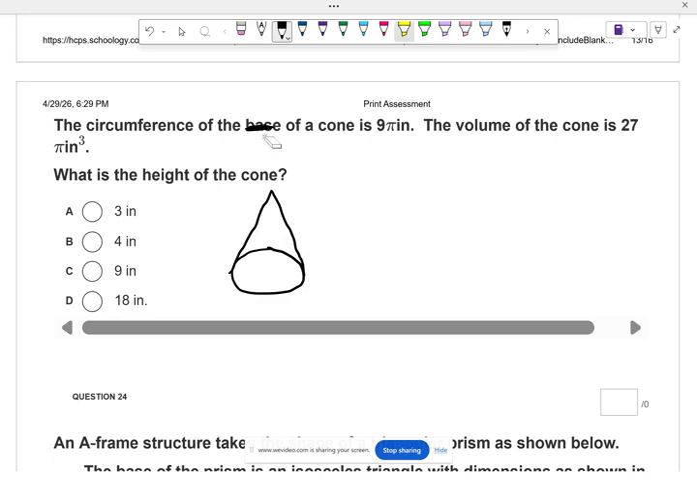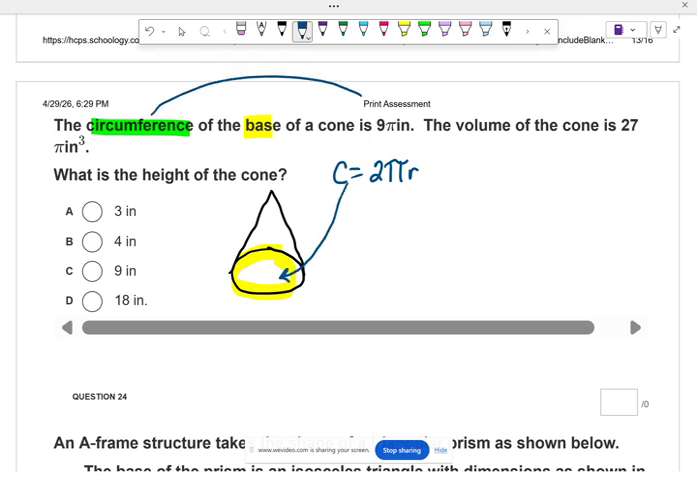Oh my gracious, why does my highlighter never want to work? They're talking about the base of a cone. That base is just a circle. They're talking about the circumference of that circle. Circumference is equal to 2 pi r. They tell us the circumference is 9 pi. So we're going to take out the c and replace it with 9 pi.